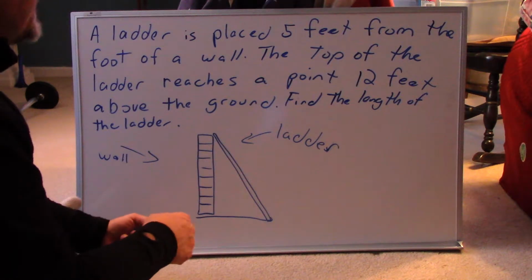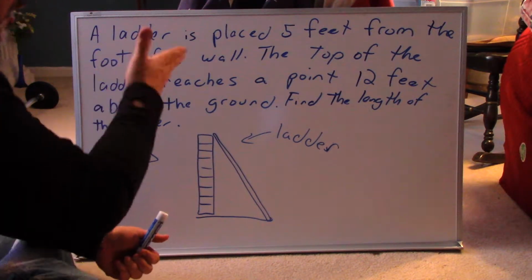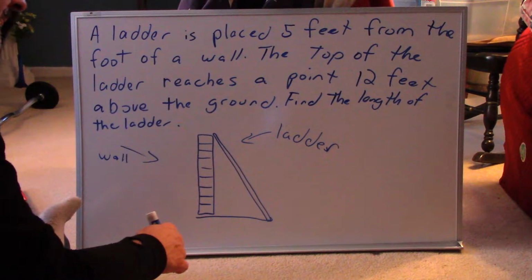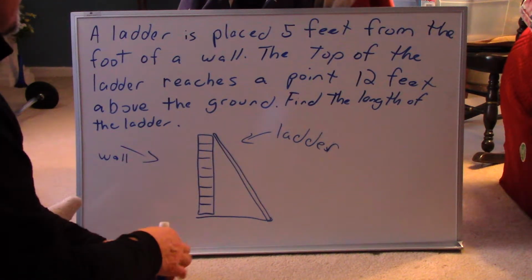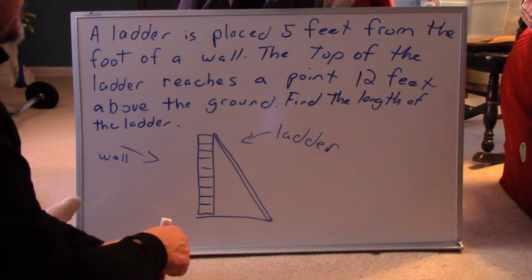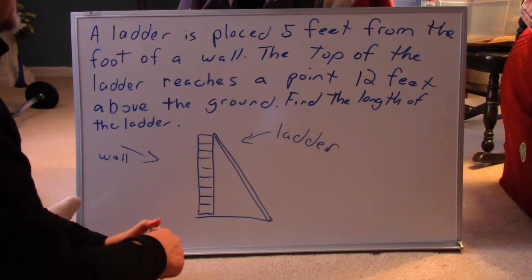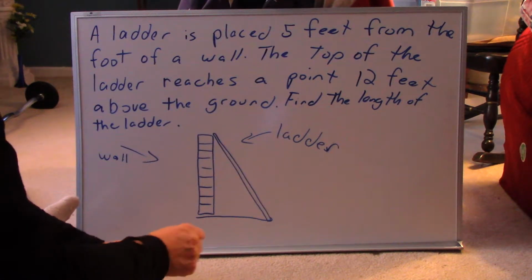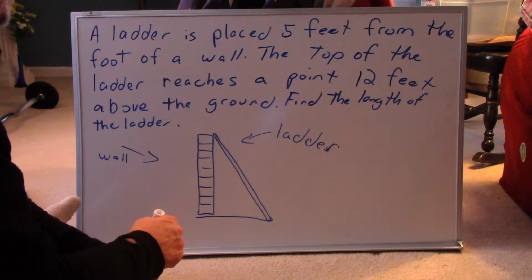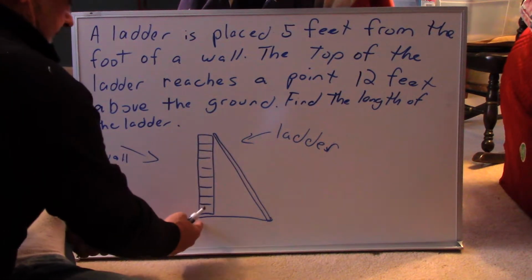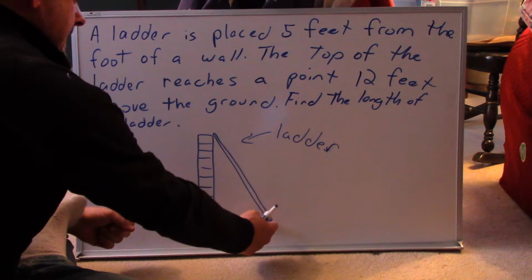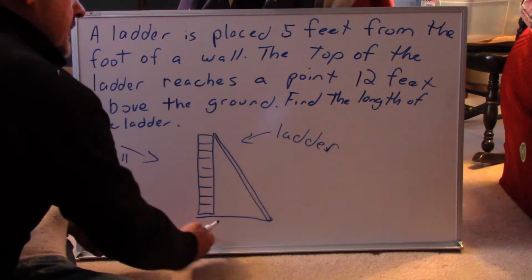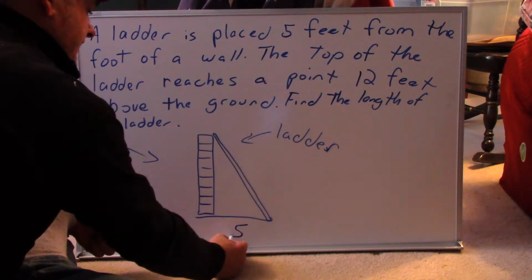A ladder is placed 5 feet from the foot of a wall. The top of the ladder reaches a point 12 feet above the ground. Find the length of the ladder. Okay, I'll read it again. A ladder is placed 5 feet from the foot of the wall. Here's my wall, here's my ladder, 5 feet apart. There's my 5.